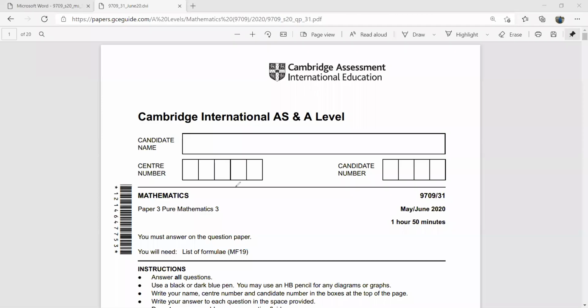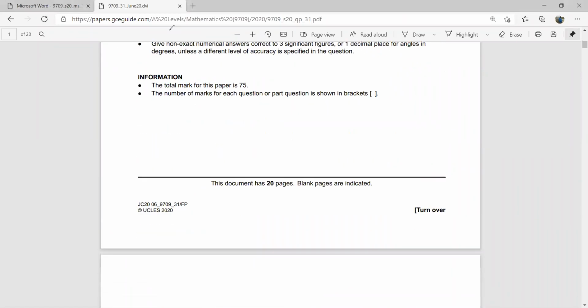Bismillahirrahmanirrahim. Let's start this June 2020 P3 Pure Mathematics 3, Variant 3.1. Okay? Let's see what this paper has for us.